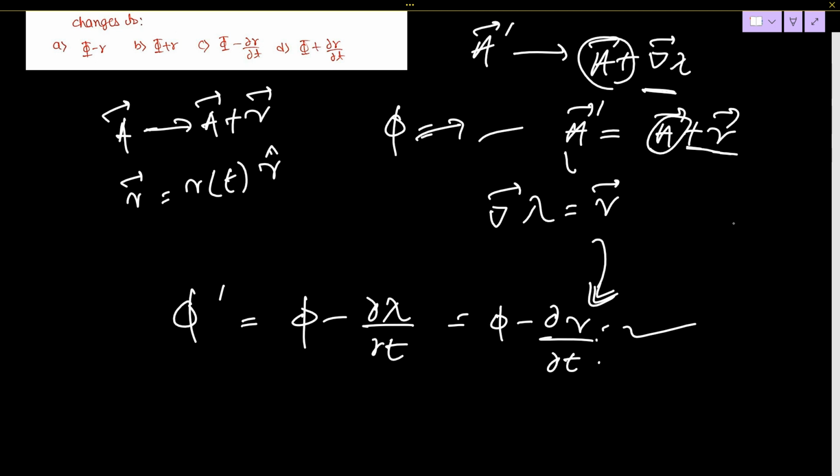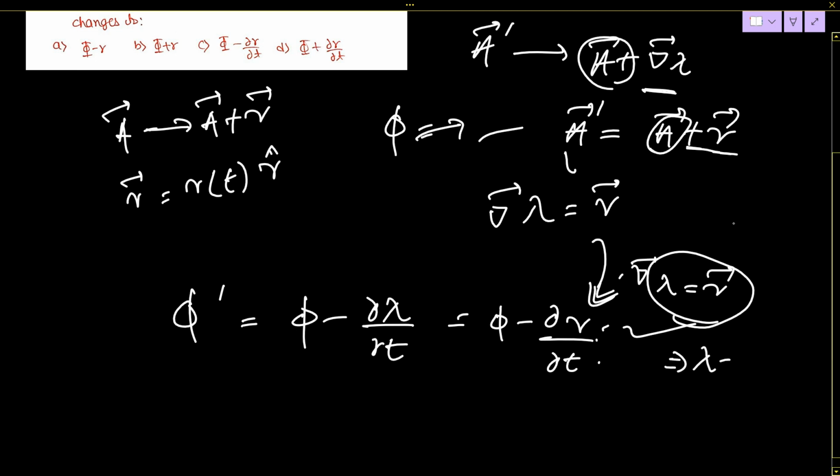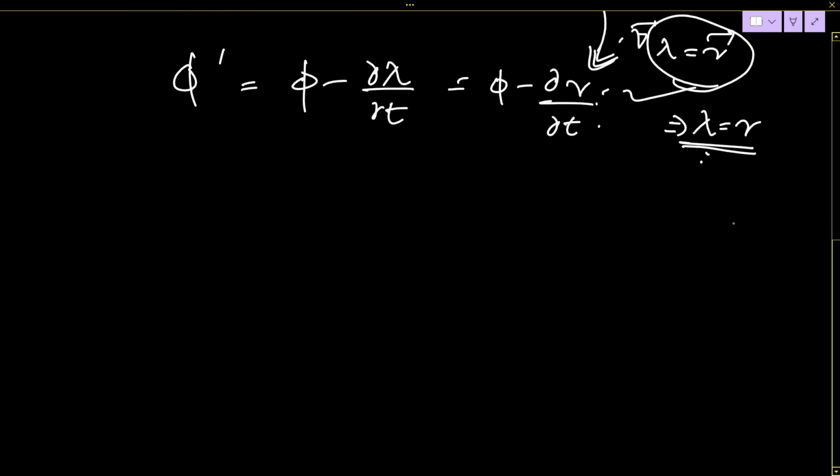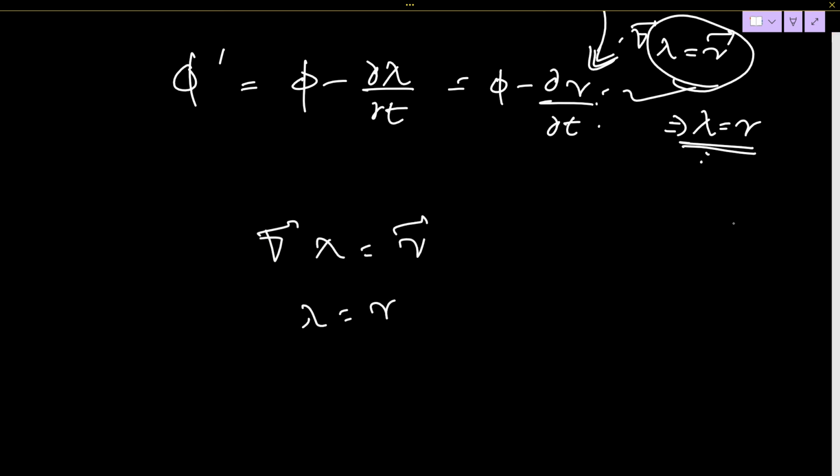Okay. See, del lambda is equal to r. From there we conclude that lambda is what? R. You will get it. Let me prove it then. Then lambda is equal to r vector. For example, I take lambda is equal to r. That means root over of x square plus y square plus z square.